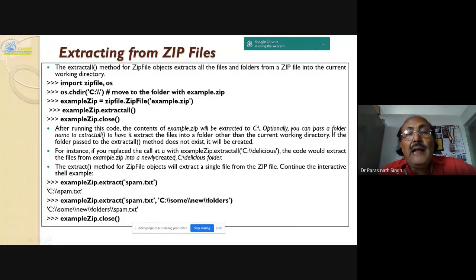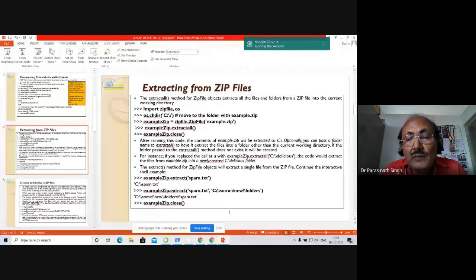You replace the call at A, where the exampleZip.extract delicious code would extract the files from example.zip into a newly created delicious folder. The extract method for ZipFile objects will extract a single file from the zip file, continuing the interactive shell example. It is given here. Fine. Something is given here at A.